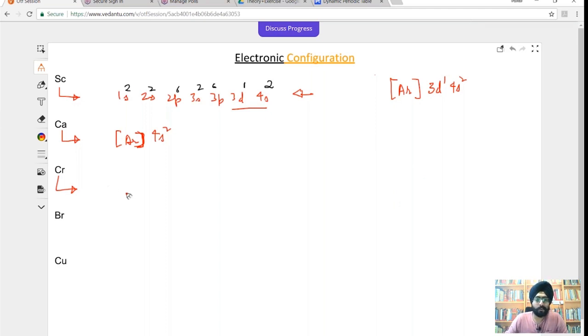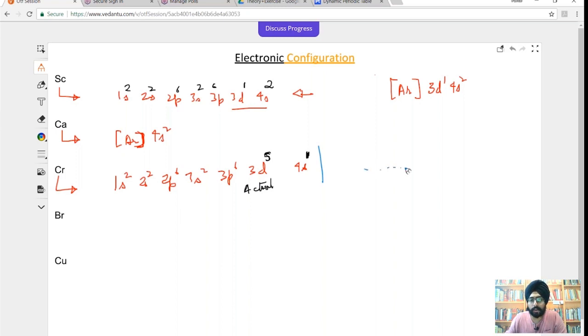Yes. So the electronic configuration for chromium, I'll write down the whole thing just for the sake of it. 2p6, 3s2, 3p6, 3d and 4s. So I'll write actual over here. This is the actual configuration that is seen, but the expected configuration is what you would have wanted from the laws that you always follow. This is the actual thing that is noticed in nature.